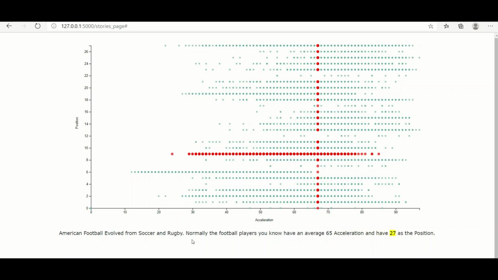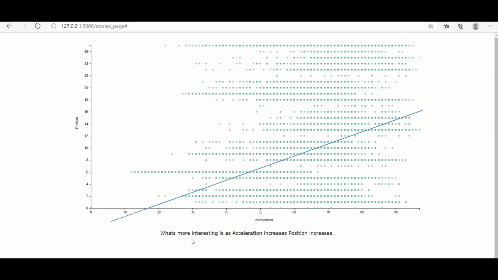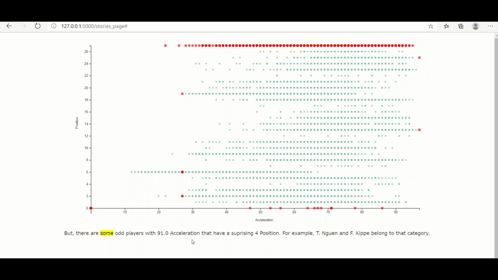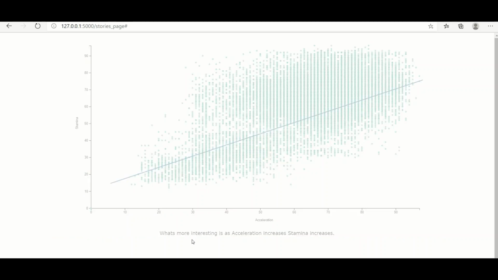the What's more interesting is as acceleration increases, position increases. But there are some odd players with 91.0 acceleration that have a surprising 4 position. For example, Tiangian and FKIP belong to that category. The Pittsburgh Steelers have the most Super Bowl wins. Many players who play football have an average 65 acceleration and will have an average 64 stamina. What's more interesting is as acceleration increases, stamina increases.